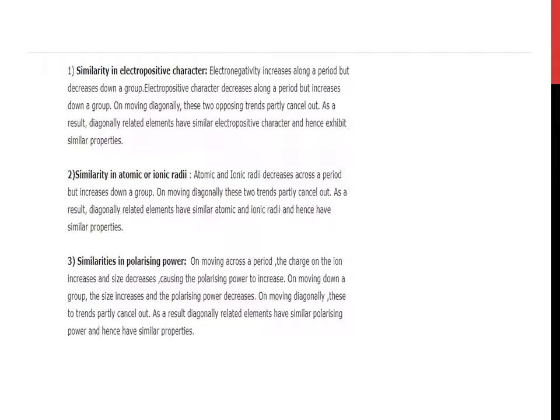Similarity in electropositive character. Electronegativity increases along a period but decreases down a group. Electropositive character decreases along a period but increases down a group. Similarity in atomic or ionic radii. Atomic and ionic radii decrease across a period but increase down a group. On moving diagonally, these two trends partially cancel out.